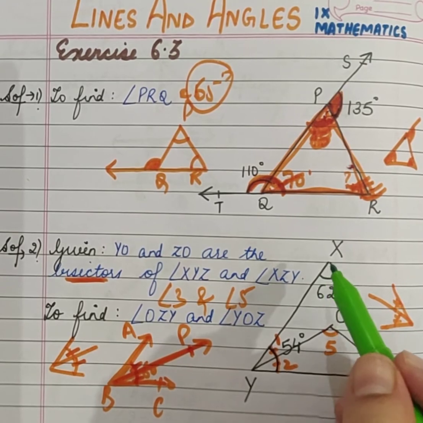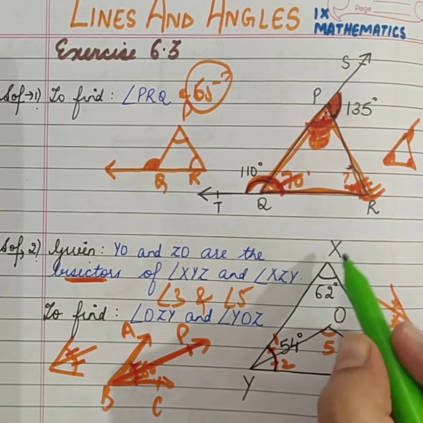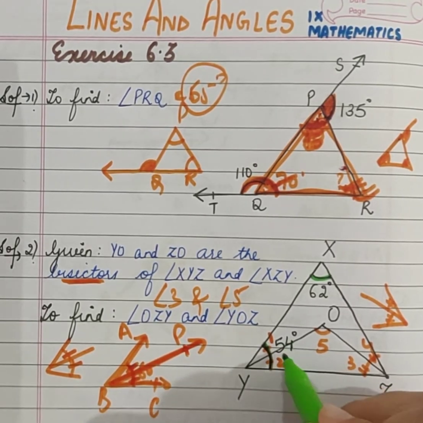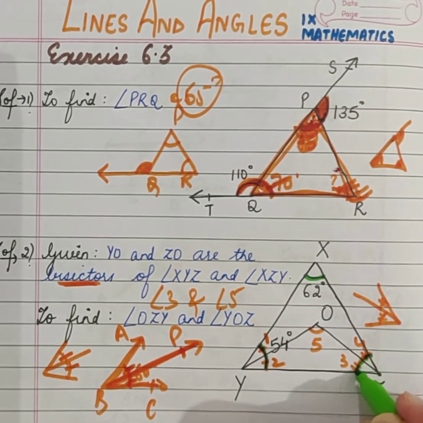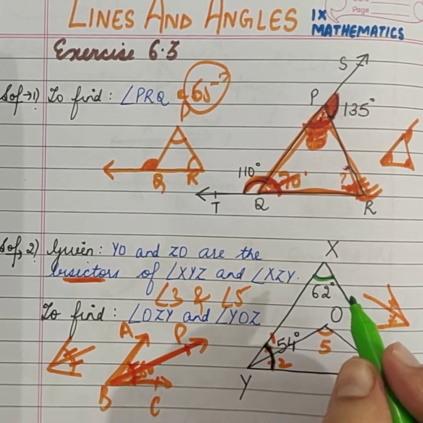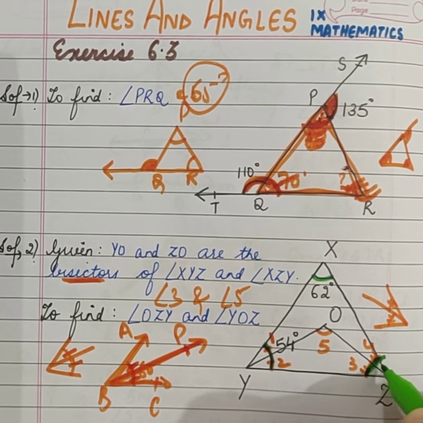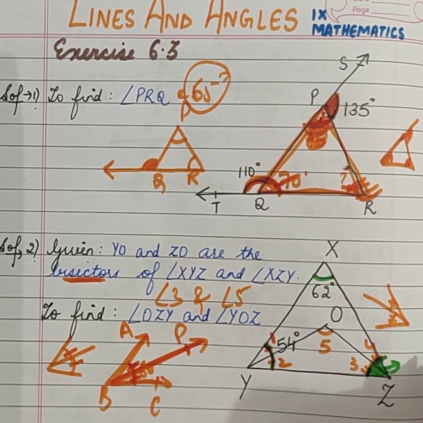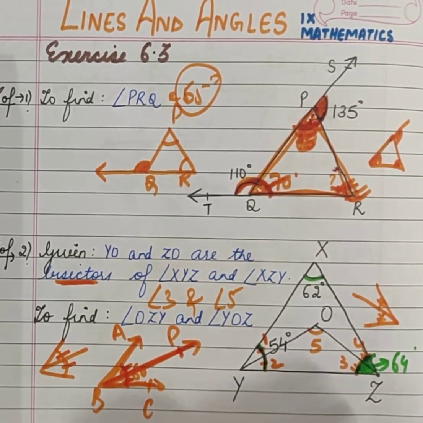First of all, let's consider this triangle XYZ. Angle X is 62, angle Y is 54. So what will be angle Z? We know angle X plus angle Y plus angle Z is 180 degrees, the angle sum property of a triangle. So from here we can find the value of angle Z. Angle Z will be equal to 64 degrees using the angle sum property of a triangle.